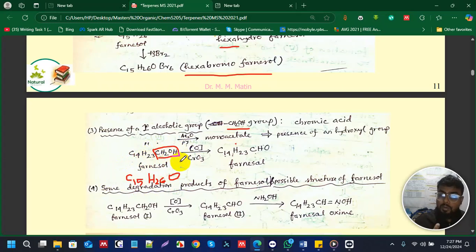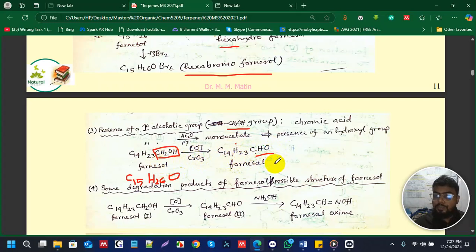When we would like to probe the existence of a 1-degree or primary alcohol, we oxidize this primary alcoholic group containing compound, farnesol. If it contains a primary alcoholic group, obviously it will be converted into an aldehyde group. From this conversion we see that CH2OH has been converted into a CHO containing compound, which is farnesal.